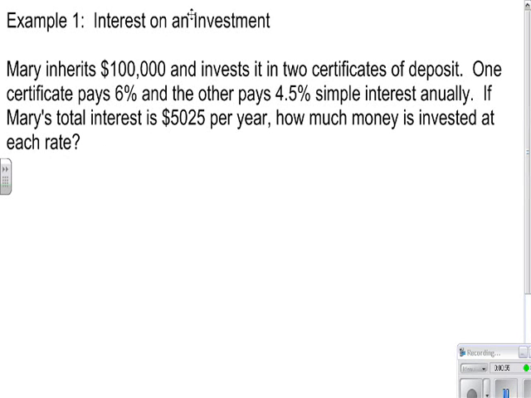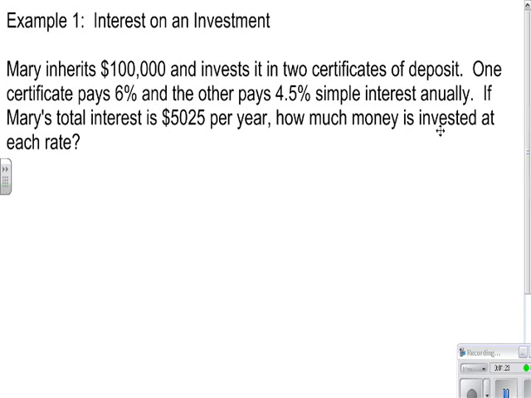Example 1, interest on an investment. Mary inherits $100,000 and invests it in 2 certificates of deposit. One certificate pays 6% and the other pays 4.5%, simple interest annually. If Mary's total interest is $5,025 per year, how much money is invested at each rate?